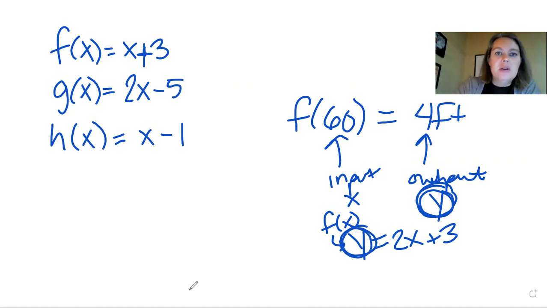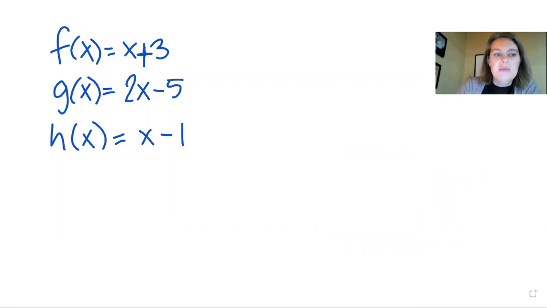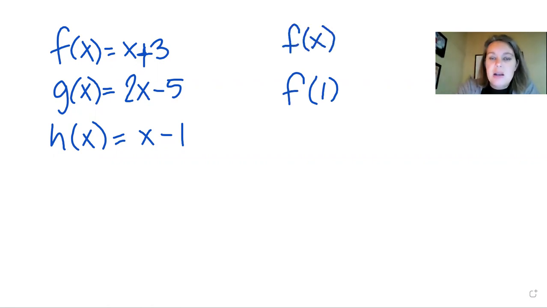You can see I have examples over there on the top left. We have f of x equals x plus 3, g of x equals 2x minus 5, and h of x equals x minus 1. Here's one way that function notation works with equations. Maybe I want you to plug in a number. So instead of f of 60, maybe I want you to find f of 1. Instead of f of x, I am now writing f of 1, so I have replaced the x with a 1.